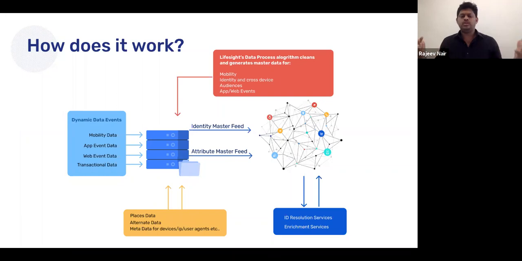So what we do is we bring all this data together and we build what we internally refer to as master data. There are 4 types of master data that we build today: mobility master data, app event master data, web event master data, and transactional master data. When we build this master data, very advanced algorithms go into each of these processes. Some of these algorithms were built over a period of 2.5 years, capturing all the learnings that we have had in working with geospatial data and app events data. There are a lot of anomaly removal methodologies and a lot of other logic which is baked into the way we build master data.